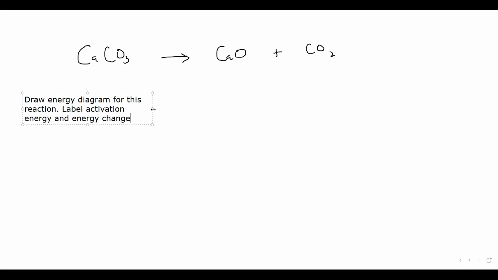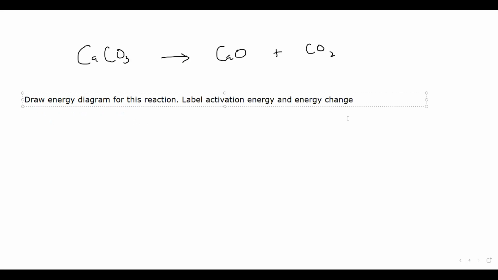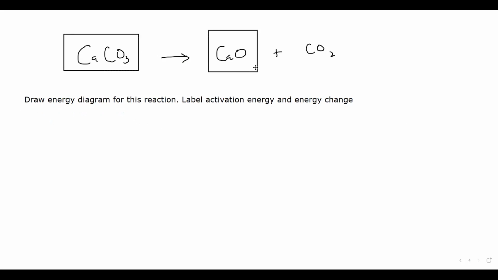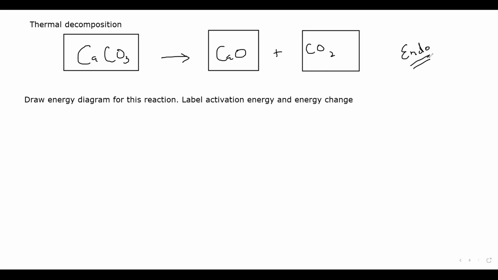So first, before drawing this energy diagram, we have to identify what kind of reaction this is. Can you say is this endo or exo? It will be endothermic. Why? Because there is only one reactant and more products. So actually this is an example of thermal decomposition, and as we discussed in the last session, thermal decomposition is always endothermic.